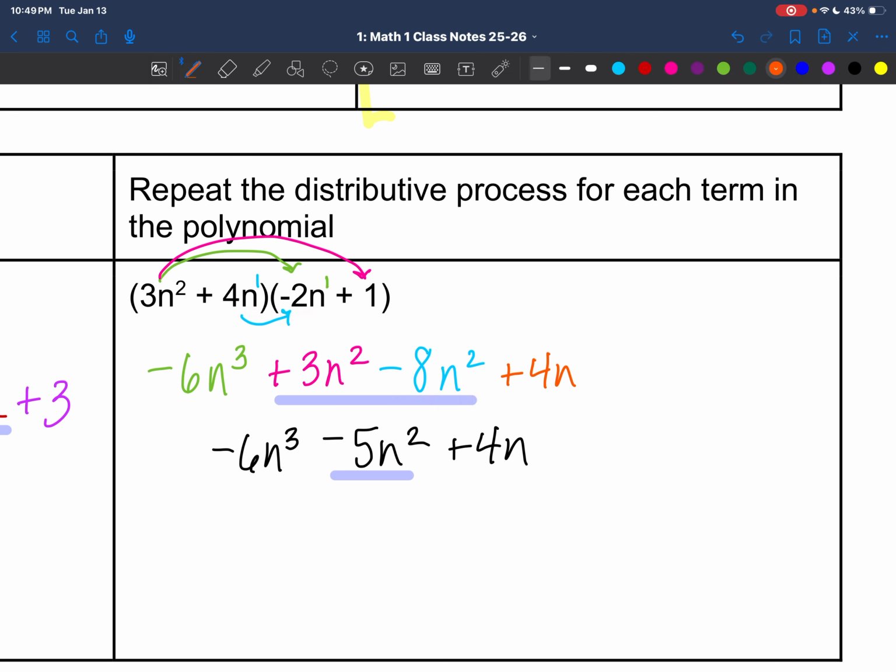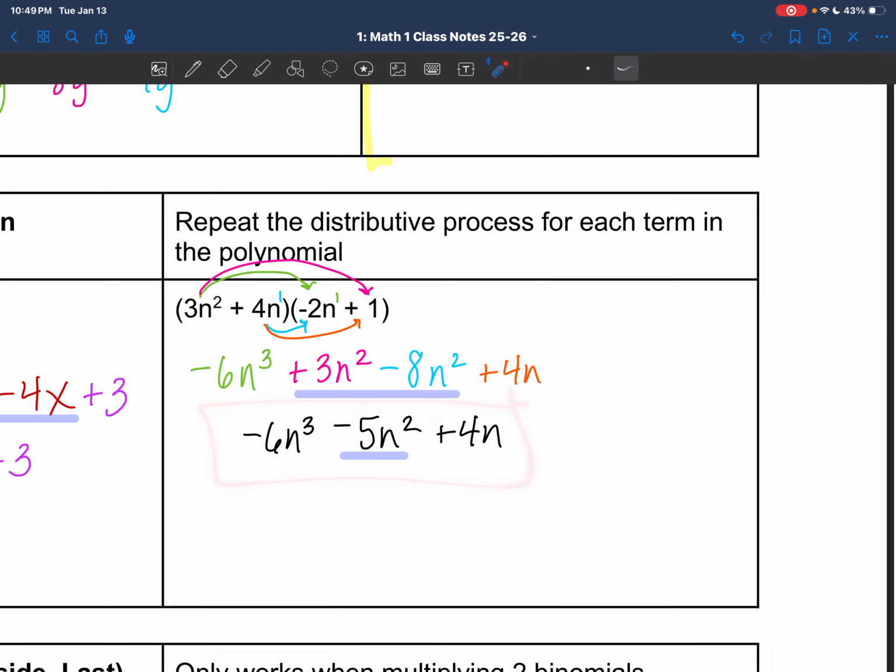And then here, I forgot to do my orange. There it goes. So 4n times positive n, which gives you that. And then combine any like terms, so those are like terms. And then that's as simplified, and it's written in standard form.